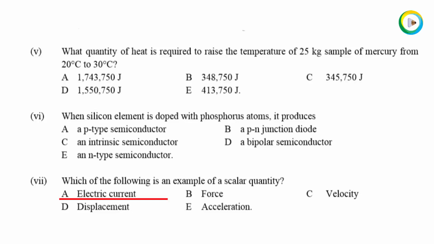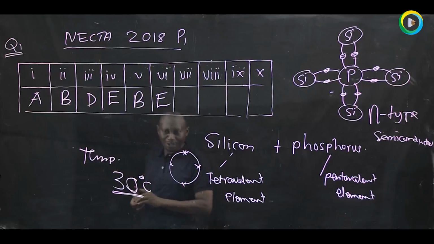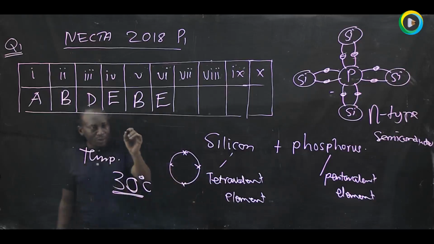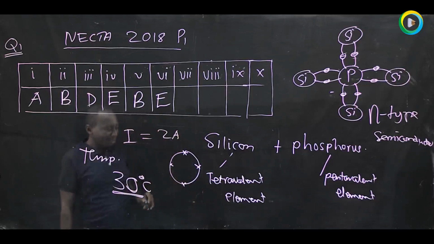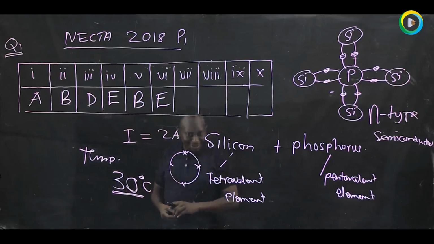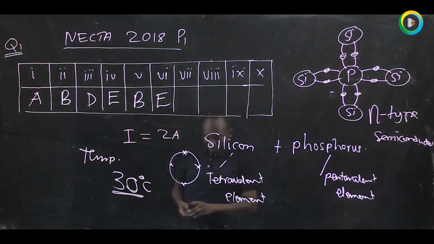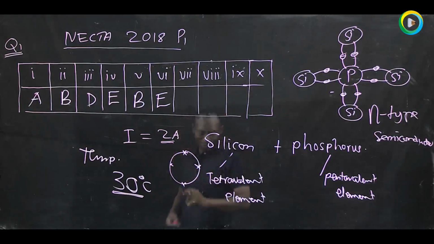Now, in the multiple choice there, part A, anasema electric current. Current is a scalar quantity. When we say that the current is 2 ampere, this quantity has no direction. We have the magnitude of the current only. So this is a scalar quantity. Electric current is a scalar quantity.